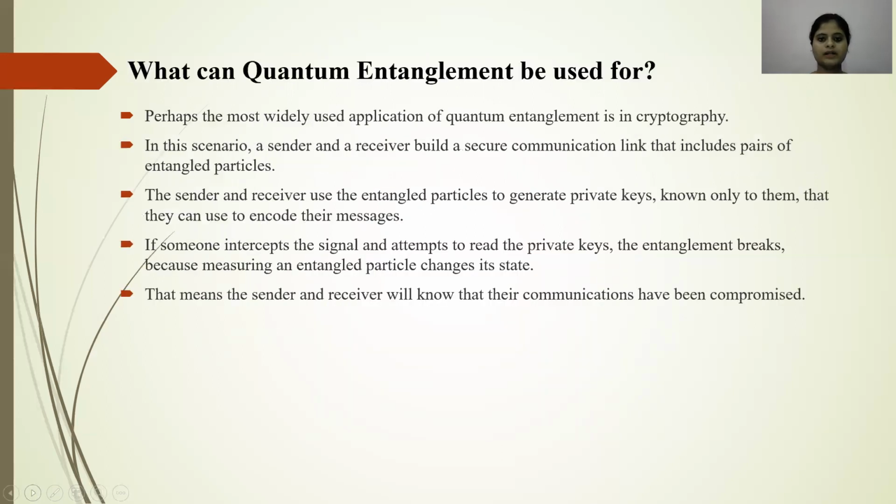What can quantum entanglement be used for? Perhaps the most widely used application of quantum entanglement is in cryptography. In this scenario, a sender and a receiver build a secure communication link that includes pairs of entangled particles. The sender and the receiver use the entangled particles to generate private keys known only to them that they can use to encode their messages. If someone intercepts the signals and attempts to read the private keys, the entanglement breaks because measuring an entangled particle changes its state. That means the sender and the receiver will know that their communications have been compromised.